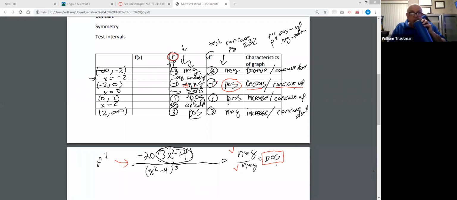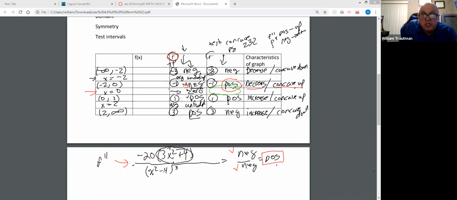Okay. What else do we need to know? Oh, there's one more thing I think we need to really look at, and it's at this point right here for the second derivative. I'm going to change my color. It gets a little busy here.